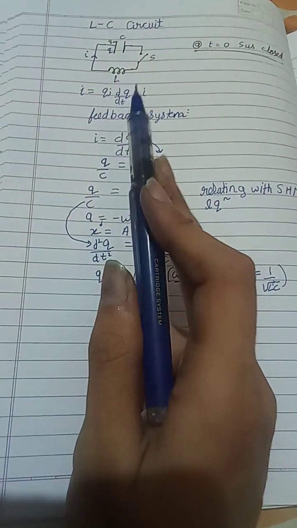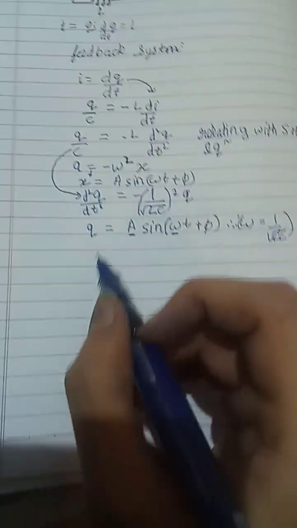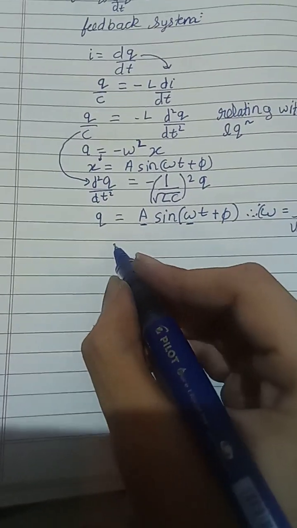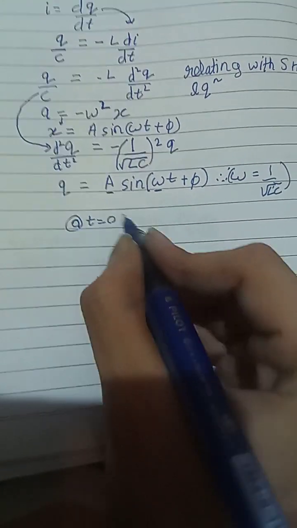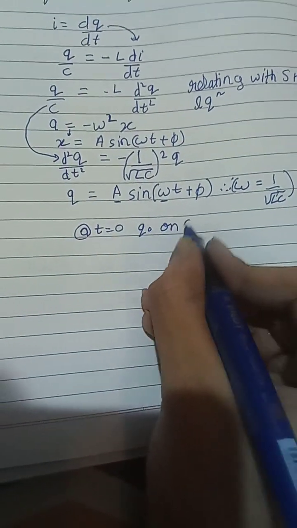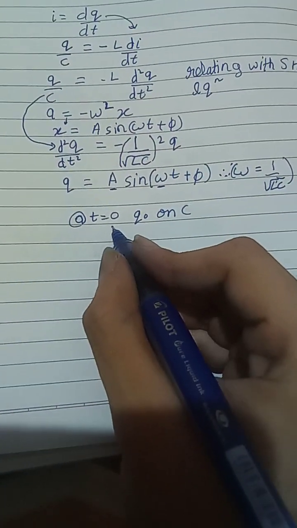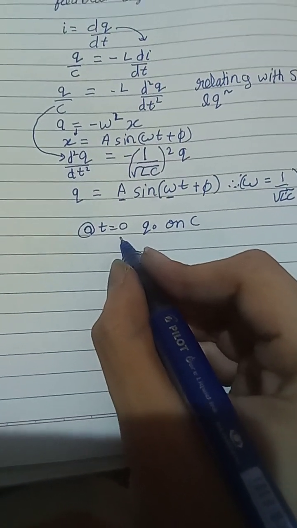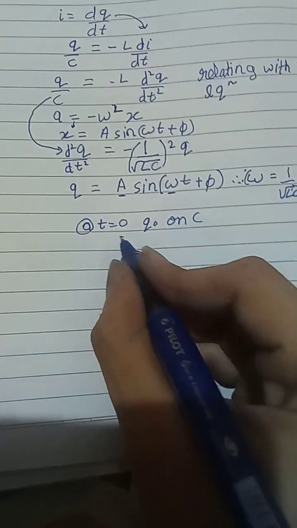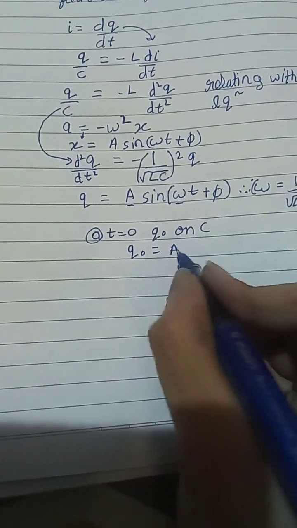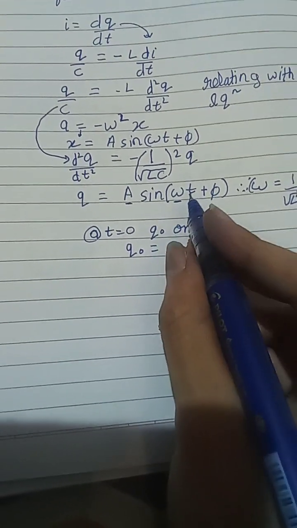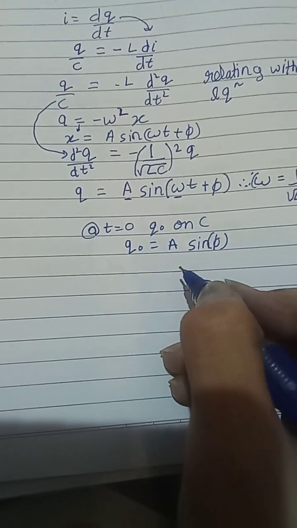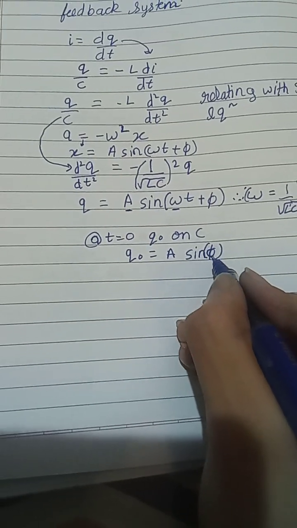Now here are some tricks. We knew that at time equal to 0, charge was q naught. So now at time equals 0, q naught is on the capacitor. So now we will just put t equal to 0 and q naught equals A sine phi, because omega t became 0 as t is 0. Let me write this properly.